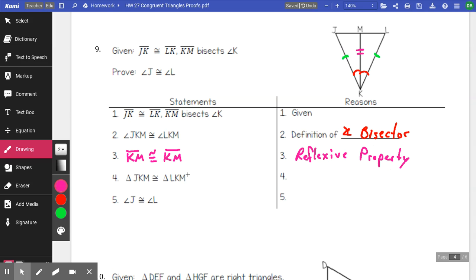And so based on what we've shown so far, we should be able to say the two triangles are congruent to each other. And if you look at your markings in your diagram, you'll see you have two pairs of sides marked and the angle where they meet, and that is side angle side.